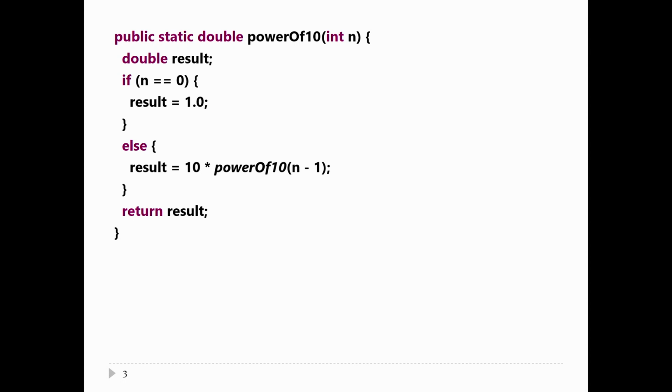If n is not 0, then I'm going to recursively compute 10 to the power of n minus 1, get that answer, and multiply it by 10. So 10 times 10 to the n minus 1 is equal to 10 to the n. And then when you're done, you just return the result. So that's a simple little recursive method. Again, you would never write it this way.